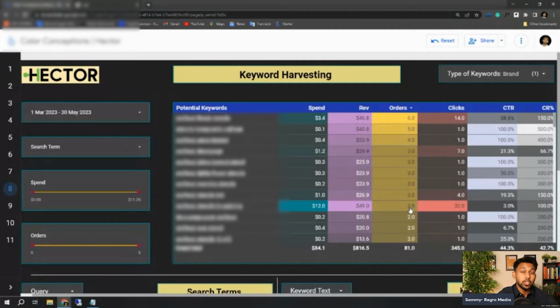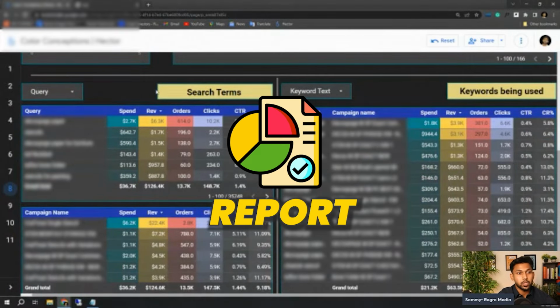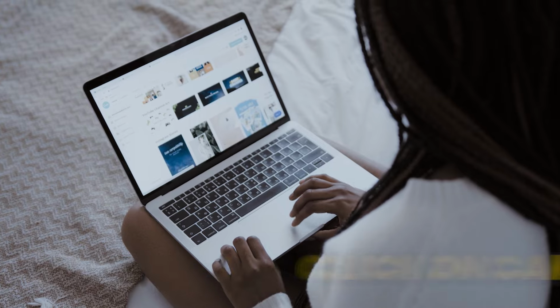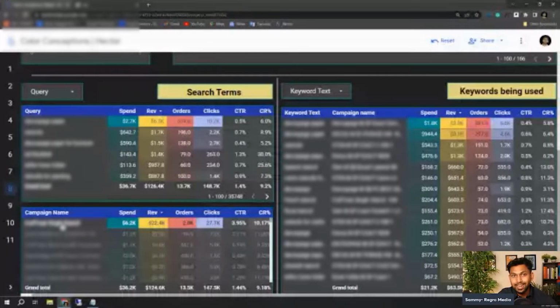So I generally take out any search terms that have given 3+ orders and then I will create separate campaigns for it. Obviously, here you can see a lot of search terms, which are potential keywords. If I go further into this report, it also gives you data at campaign level. Now, when you click on campaign level, you can figure out the search terms that campaign is generating.